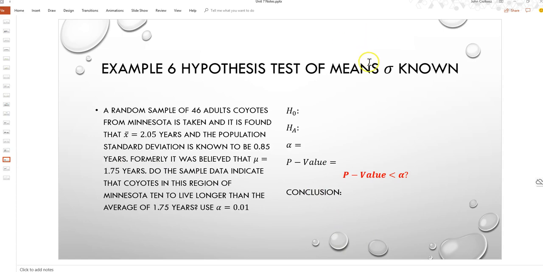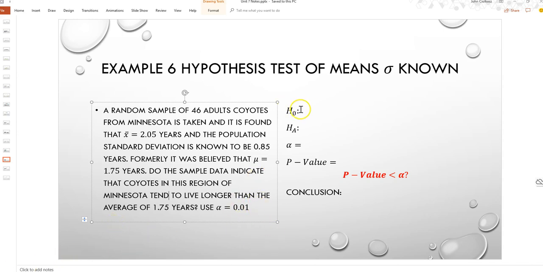So, do another one with Z's here, right? So we have a random sample of 46 adult coyotes from Minnesota is taken. It's found that the sample mean is 2.05 years, and the population standard deviation is known to be 0.85. So again, population standard deviation, that is sigma. Formerly, it was believed that the mean was 1.75. Do the sample data indicate that coyotes in this region of Minnesota tend to live longer than the average of 1.75 years? Use alpha is equal to 0.01.